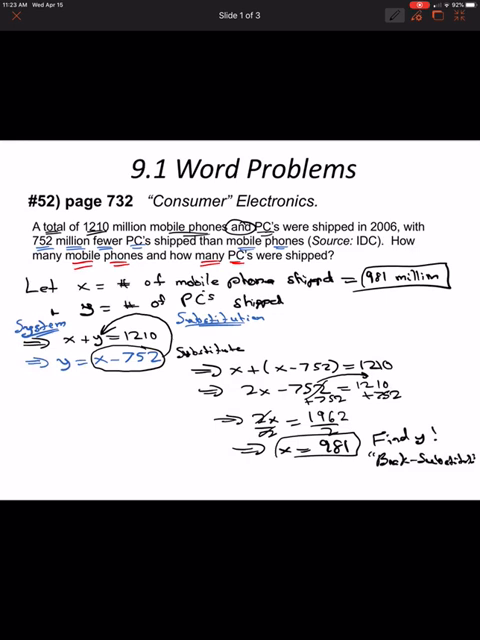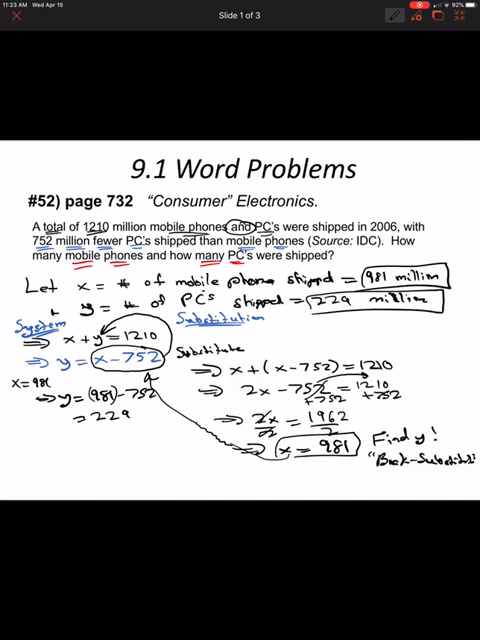Now we can always go back to the first step. So we know again what Y is in terms of X. So we're back substituting. If X is equal to 981, that implies Y equals 981 minus 752. So again, taking out X and plugging in what it equals. And of course, 981 minus 752 gives us 229. So there's our other half. So how many PCs were shipped? 229 million PCs.